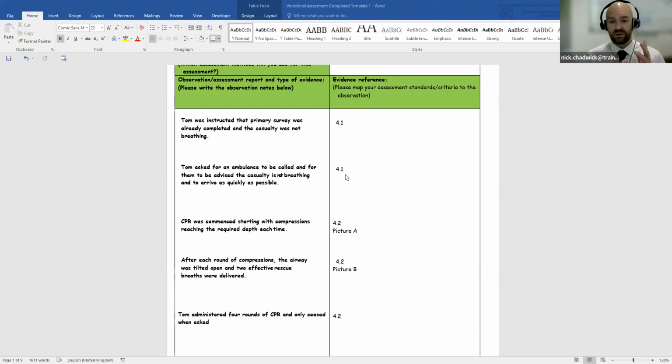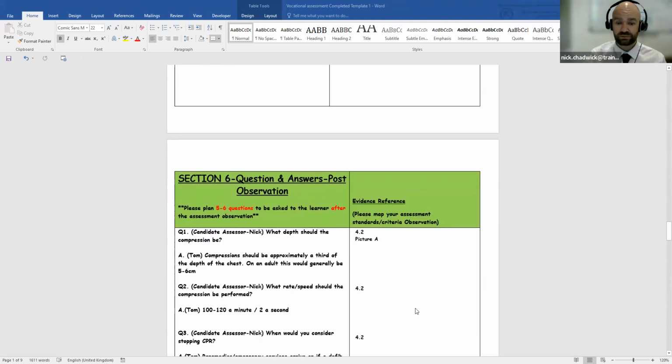Now, your own assessment will be, of course, bespoke to your standards and criteria. So it will differ slightly. Okay, so this is obviously a first aid example. Yours will be different based on your industry as well.